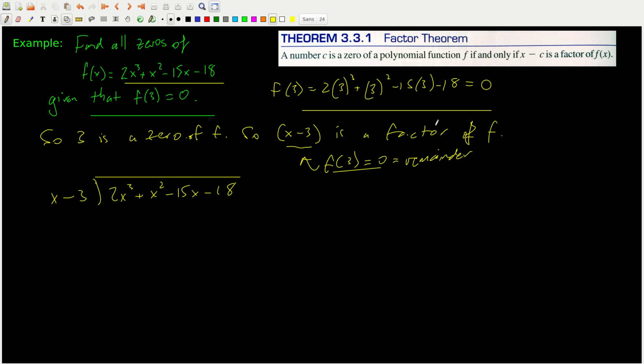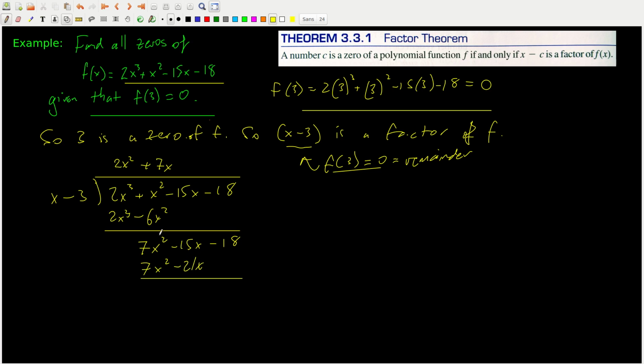I'm interested in what the quotient is. So if we work that through, we take the 2x cubed, we divide it by the x, we end up with 2x squared. Multiplying 2x squared through by this leaves those two terms, 2x cubed and 6x squared. Subtracting those leaves 7x squared, and then I'm going to drop the other two terms down. And then dividing 7x squared by x, I just get 7x, so I'm going to add on 7x here. So this is 7x squared minus 21x.